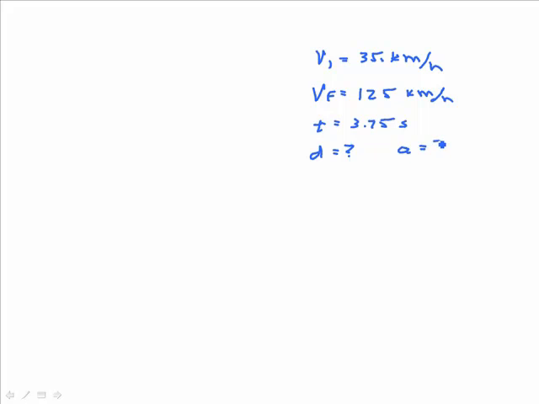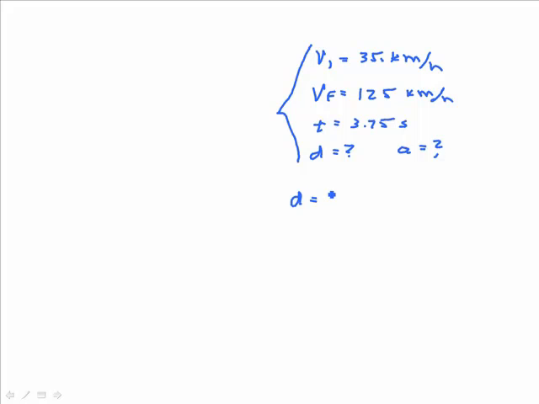So we know that the initial velocity of the motorcycle was 35 kilometers per hour, and the final velocity was 125 kilometers per hour, and this process took 3.75 seconds. They want to know what the displacement was during this time, and they want to know what the acceleration was during this time. Now, using these four, we have a nice simple equation that's already set up for us.